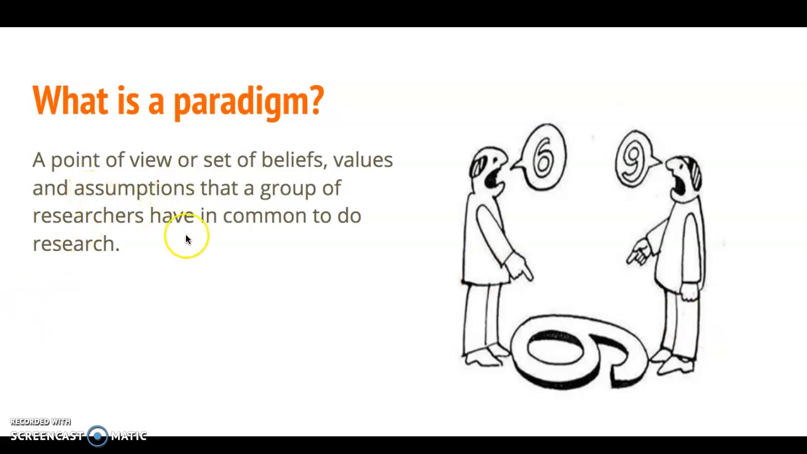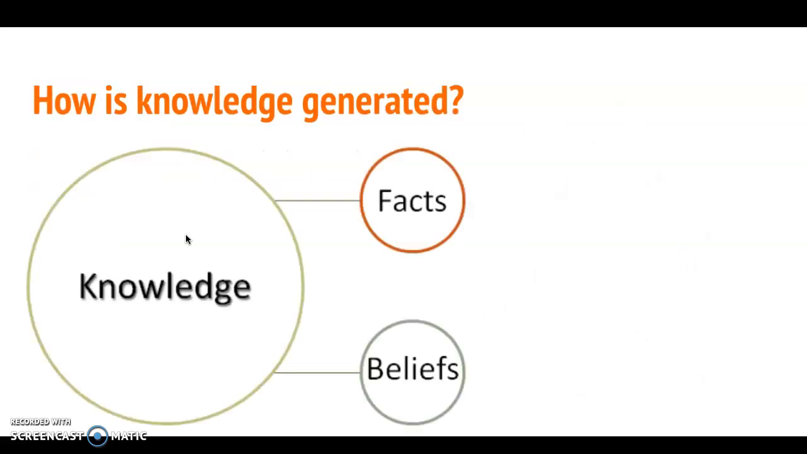And that different point of view is what a paradigm is. It's a different point of view or a set of beliefs, values, and assumptions that a group of researchers have in common when they do research. Okay? There are different types of paradigms because there are different ways to generate knowledge.